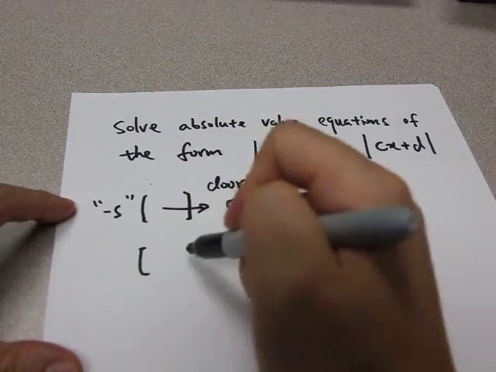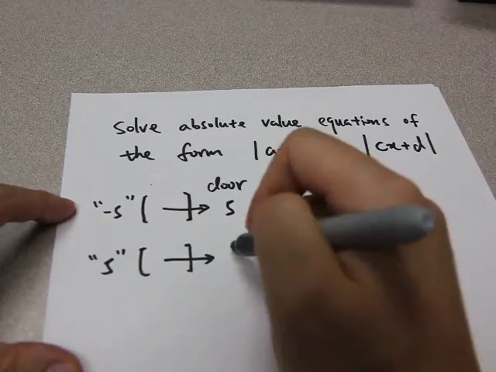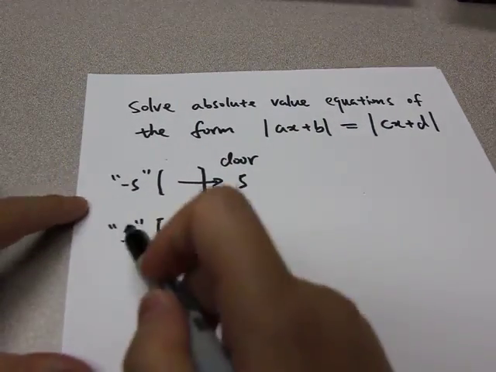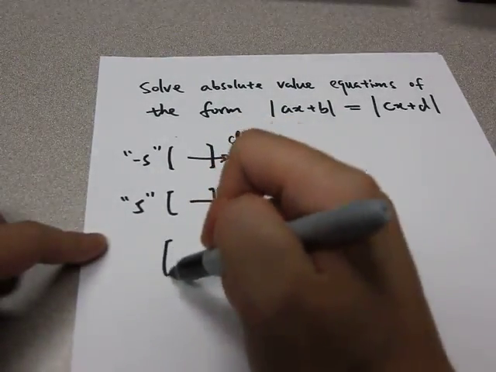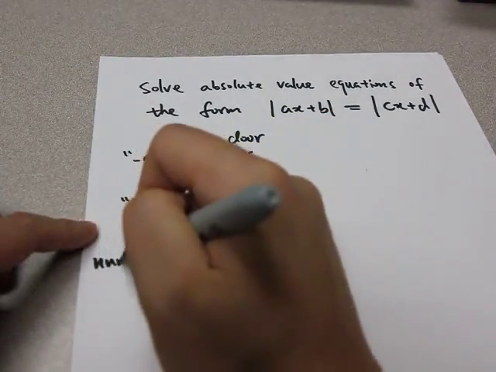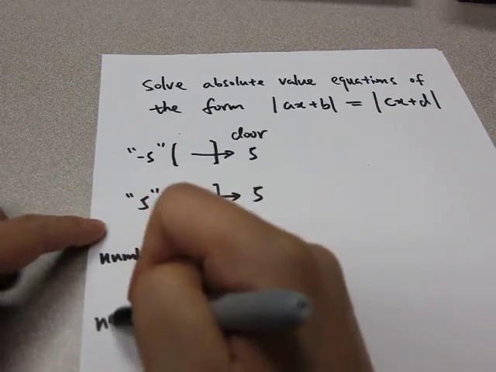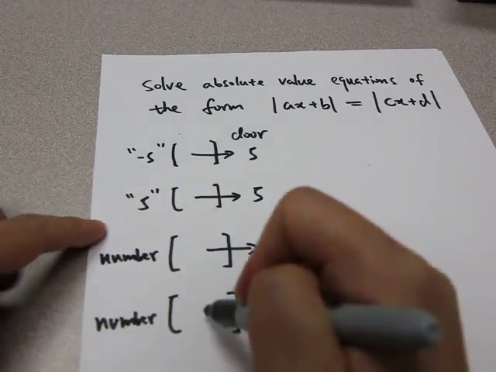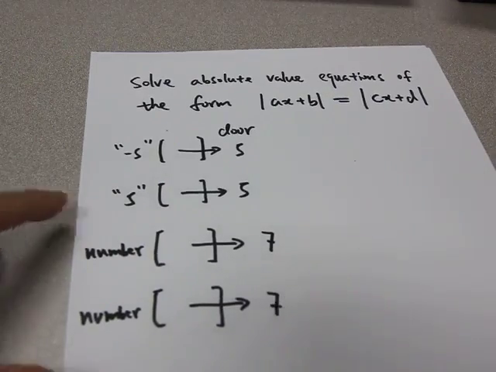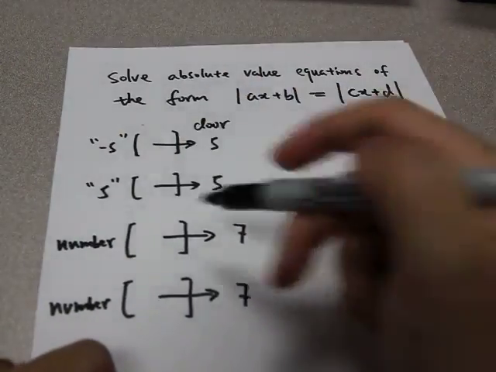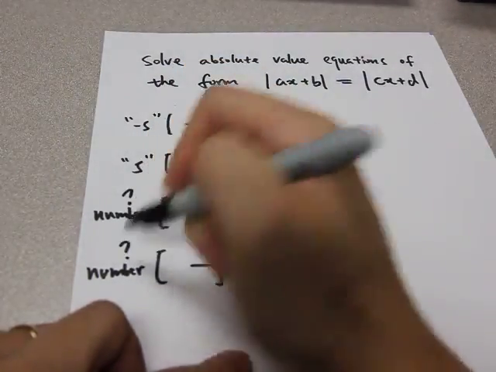positive number, and when a positive number passes through this door, nothing will happen, right? The positive number will still be a positive number. Okay, so now we have this question. We are given that there are two numbers. They pass through this door, and they become 7. So now we want to know what are these two numbers.